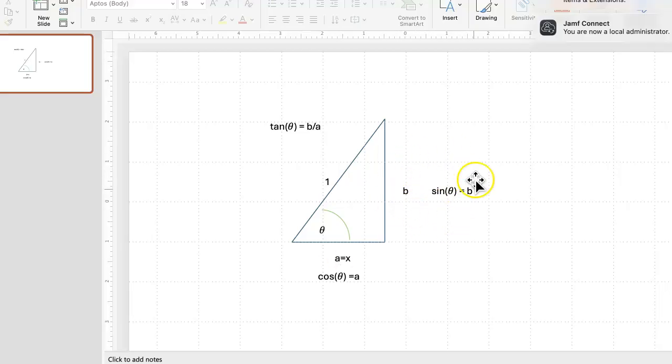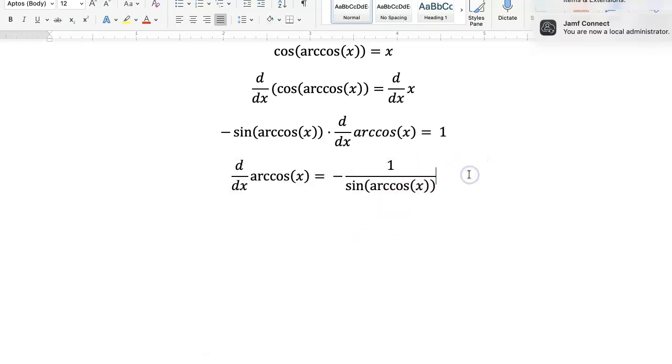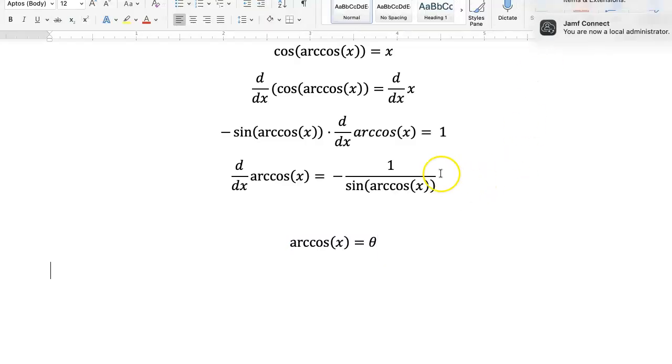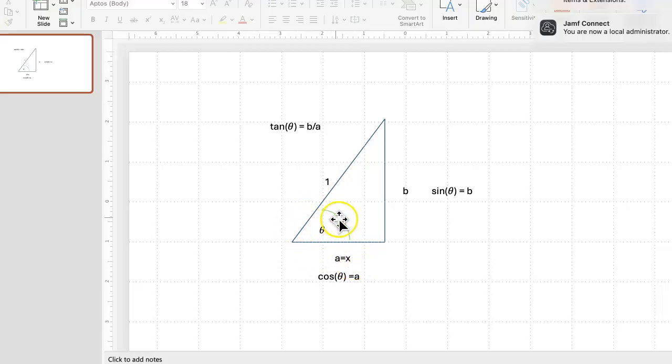And what does that mean about the sine, though? We know that the arc cosine of x is that theta. What is the sine of that angle in terms of x? So let's look at this. We want the sine of this angle in terms of x. Well, the sine of this angle is this piece over here, b.